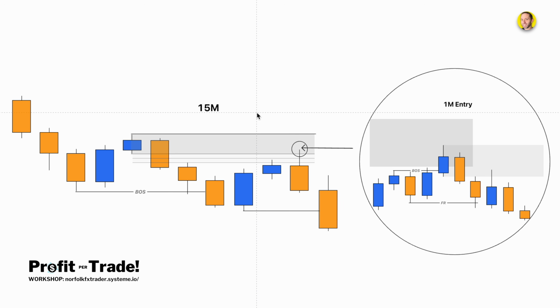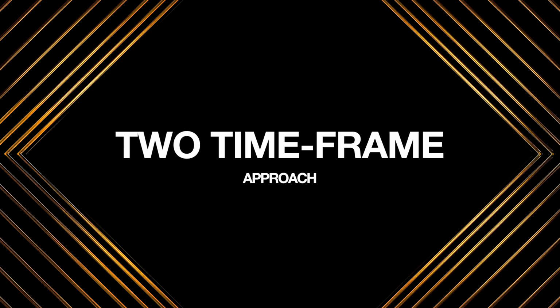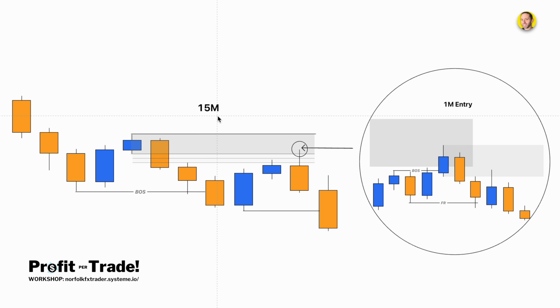So when using the confirmation entry, we will look at using a 2 time frame approach. Now, as you can see, what we have here is a 15-minute time frame on this move in the market with a 1-minute potential entry. Now, there are 2 ways we can look at a confirmation entry.